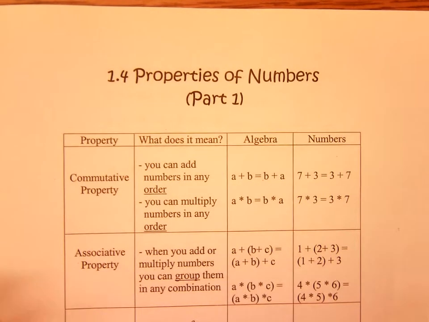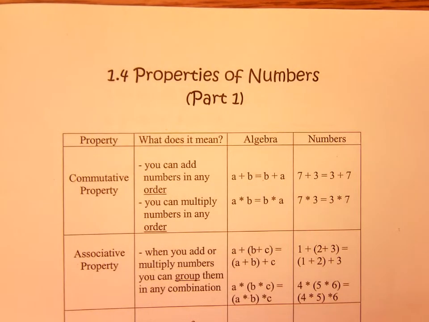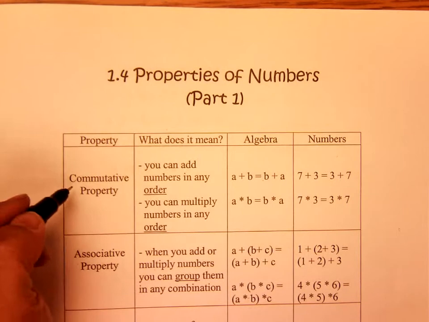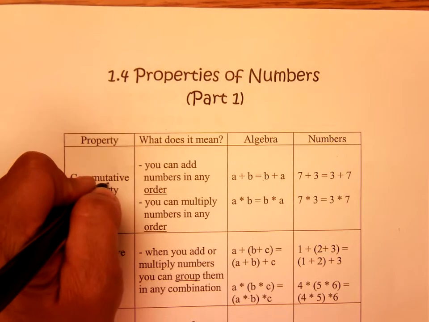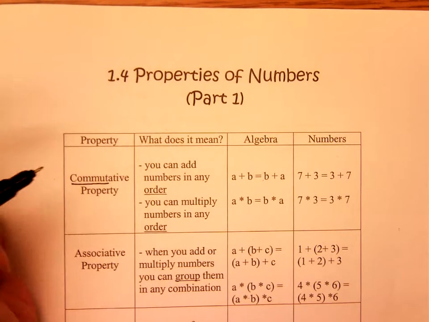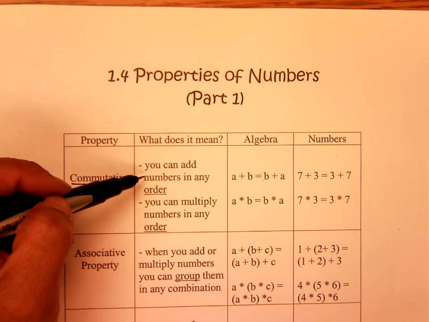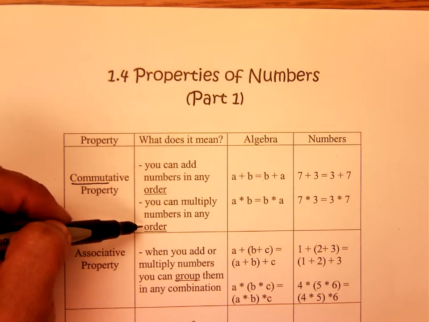Okay, so today's lesson is 1.4, Properties of Numbers, Part 1. We have the commutative property. I want you to think of commute. You can add numbers in any order. You can multiply numbers in any order.